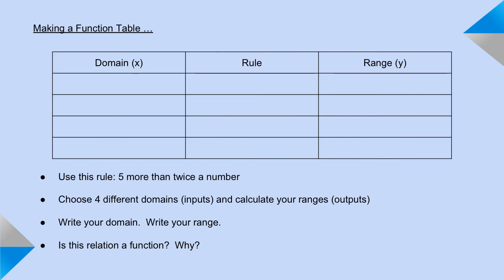All right, your turn. I want you to use this rule. 5 more than twice the number. Choose 4 different domains. Calculate your ranges. Write your domain and your ranges and decide if it's a function. Do this in your interactive math notebook. When you're done, come back to me for checking.